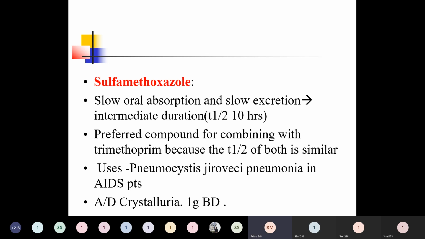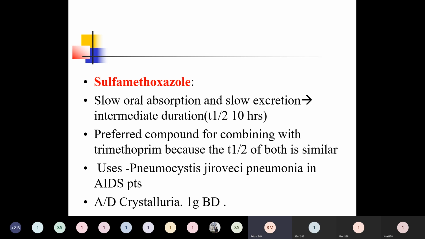The next one is sulfamethoxazole, which is an intermediate acting drug. It is slowly absorbed and slowly excreted, and therefore its duration of action is intermediate, its T-half being 10 hours. It is the preferred compound for combining with trimethoprim to form a compound called Cotrimoxazole. Now, they are combined together because their T-half are similar.